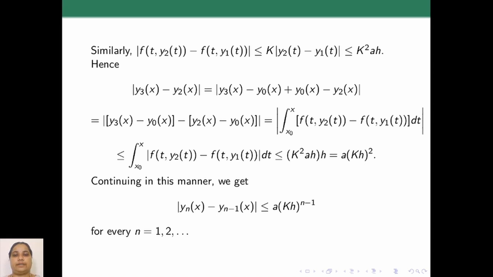Continuing in this manner, we get |yn(x) − yn−1(x)| is less than or equal to A(Kh)^(n−1) for every n = 1, 2, 3, etc.